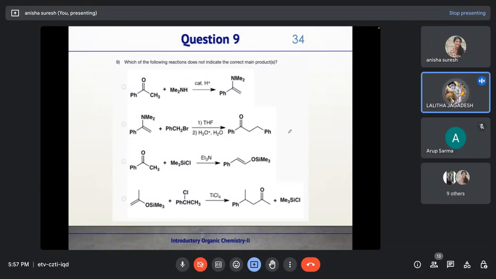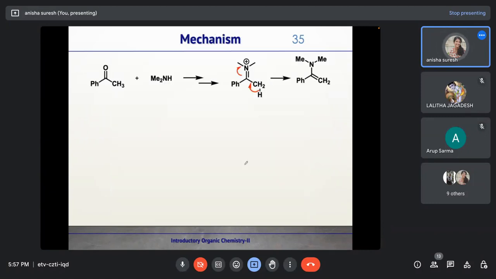Option third is the reaction where the product that is formed is not the right one. So we will see the mechanism of each of these reactions. So coming to the first reaction, here we are having this ketone. So we are having this Me2NH, which is a secondary amine.